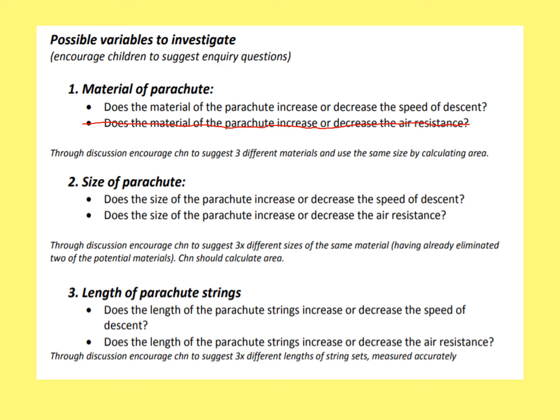Next one, you could change the size of the parachute to see whether that has an effect on the descent, whether it's faster or slower. And lastly, we could look at the length of the strings on the parachute to see what effect that has on the speed of the descent.